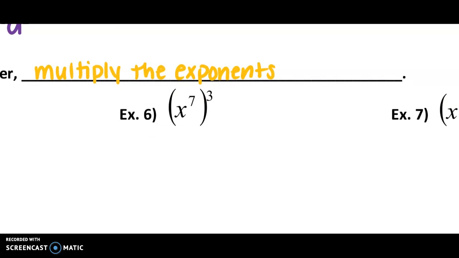Number 6, we have x to the 7th to the 3rd. It is a power being raised to another power. Again, you multiply the exponents. Base stays the same, it's x. 7 times 3 is 21, so x to the 21st.